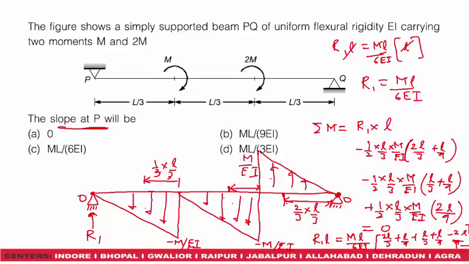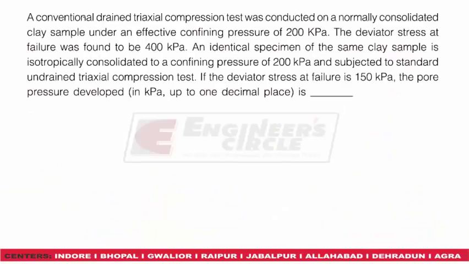That is option C. The next question is: a conventional drained triaxial compression test was conducted on a normally consolidated clay sample under an effective confining pressure of 200 kPa. The deviator stress at failure was found to be 400 kPa. An identical specimen of the same clay sample is isotropically consolidated to a confining pressure of 200 kPa and subjected to a standard undrained triaxial compression test. If the deviator stress at failure is 150 kPa, the pore pressure developed is?